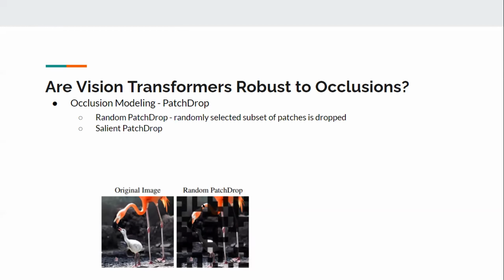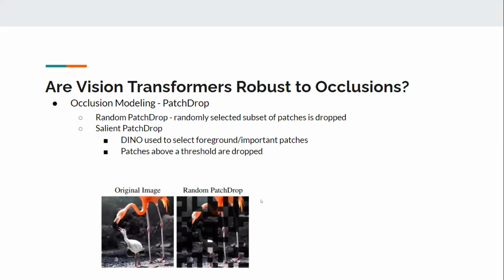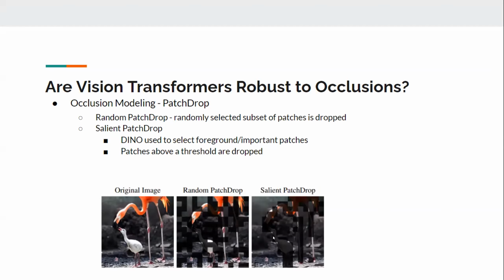Salient patch drop focuses on the foreground of the image. They use the self-supervised DINO model, which has been shown to be good for separating out foreground pixels. And they use this, by setting a threshold, to determine which patches contain the most foreground information. And then those patches are dropped as seen here. So like the bird's patches will be dropped, and then the background is what remains.